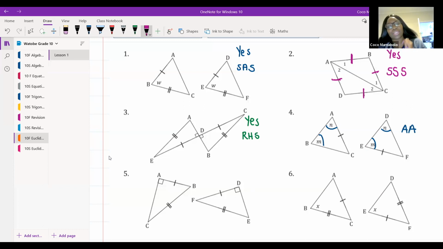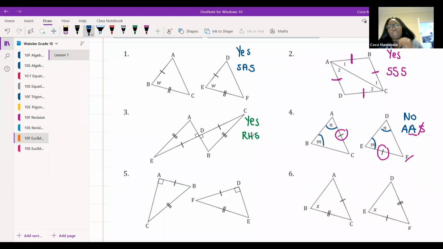Remember, if we want to use angle, side, this angle over here needs to be attached to the same side. Is this side attached to this same side over here? Yes or no, guys? Are they attached to the same angle? No, they're not. So we can't say angle, angle, side. So are these two particular triangles congruent? No, they're not, because they do not have what we're looking for.